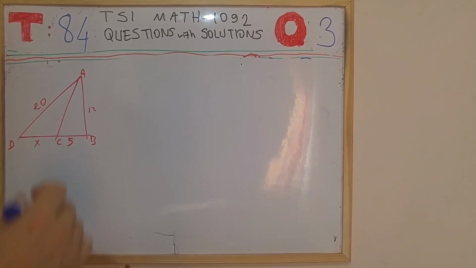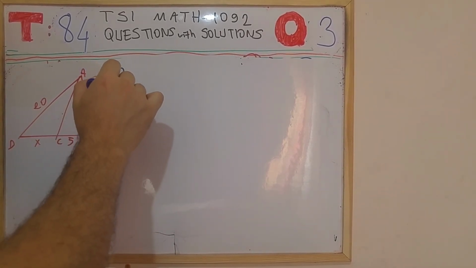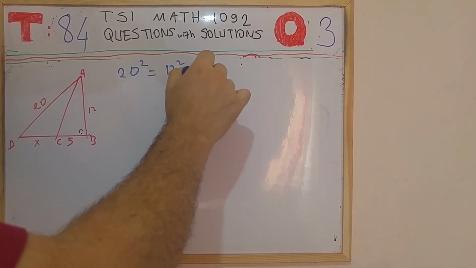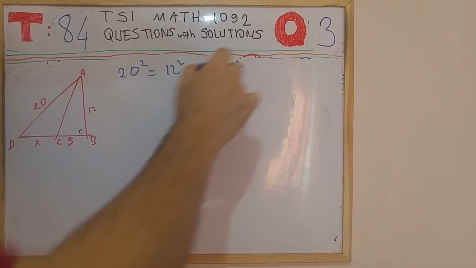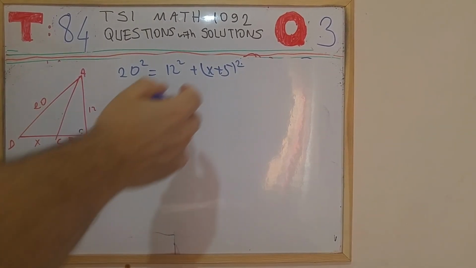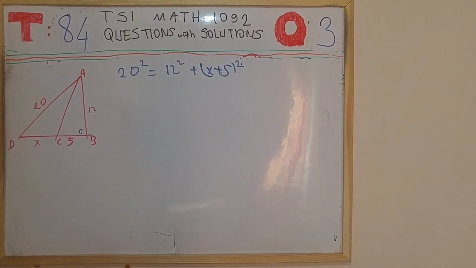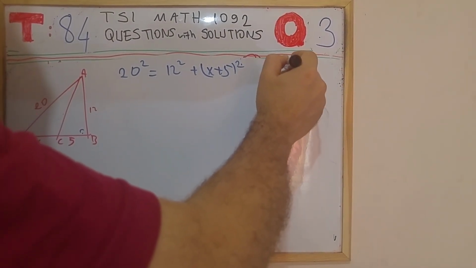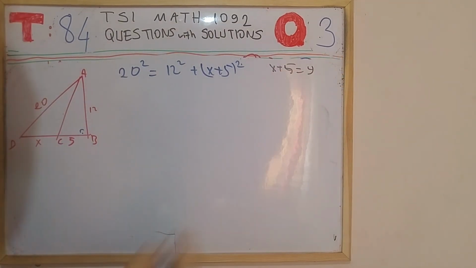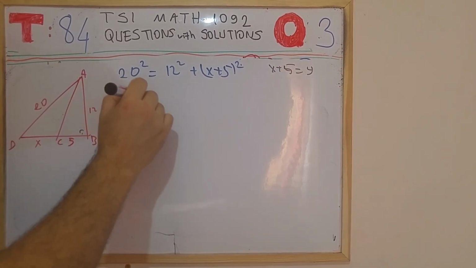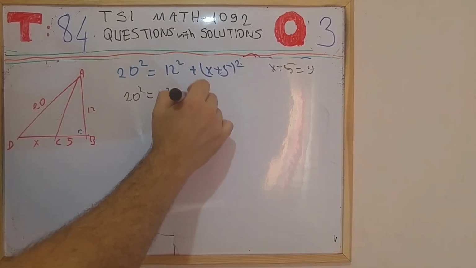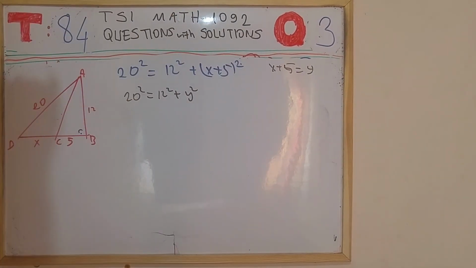So according to the question, since I have a right triangle here, 20's square must be equal to 12 square plus x plus 5's square. I don't want to deal with this work. What I want to do is just change my variable. I say x plus 5 is equal to y. Now what I have is something easier. 20 square is equal to 12 square plus y square. When I return back, I'm going to change my variable back again, so it's going to be easier.